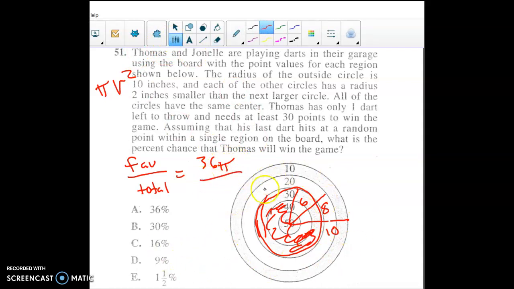And then for the whole thing, that radius is 10. So 10 squared times pi would be 100 pi. All right, so that's your chances of hitting, the probability of hitting inside the 30 ring, right? Getting at least 30 points. And so if you just clean that up, the pi's cancel, and it's just 36 divided by 100, which is 36%. Right, that's basically the definition of a percent, out of 100. So we have a 36% chance of winning the game.